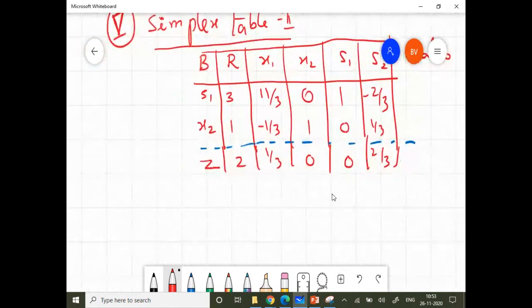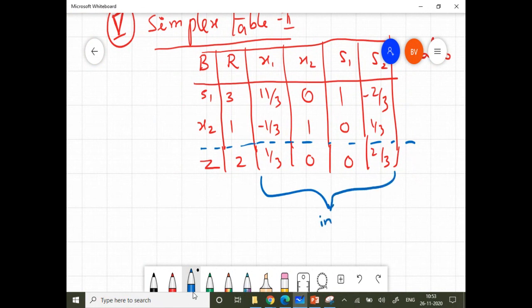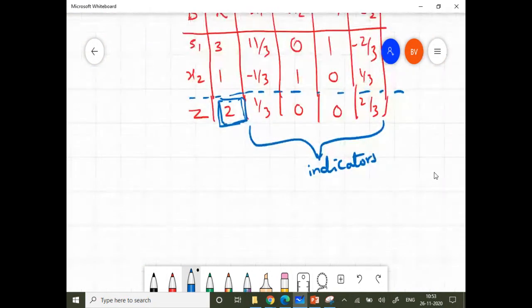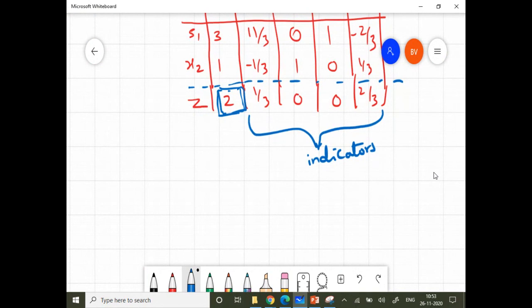Okay, what to do? Check the indicators. These are the indicators, from X2 onwards, not the one under R. Under R, it will give the value of Z at the end. So there is no negative to start with. If there is a negative, we can choose the negative to find the entering variable. So we have to write the conclusion here.